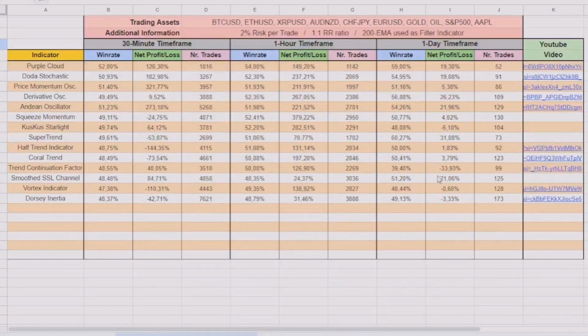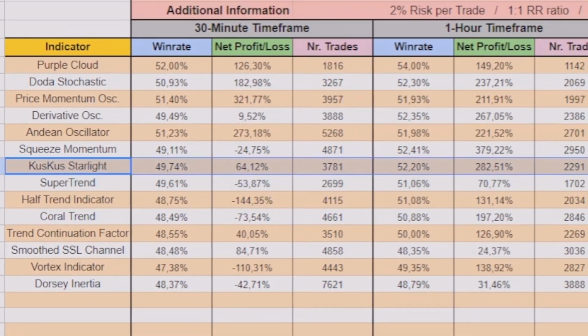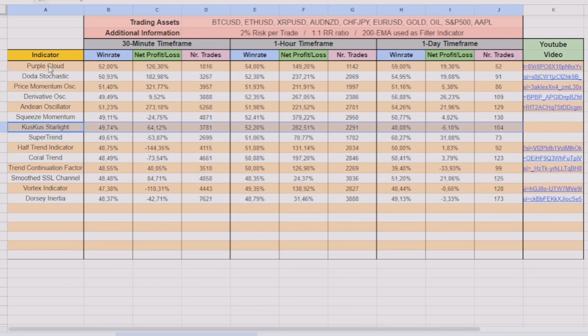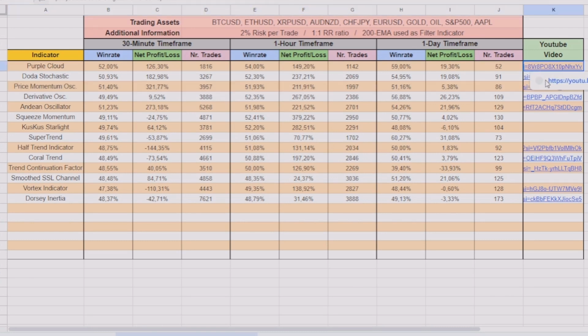In our ranking sheet, I believe the KusKus Starlight's fair place is here. And so, the purple cloud will continue to be our top indicator tested so far, followed by the Doro Stochastic and the Price Momentum Oscillator, whose corresponding videos you can find here.